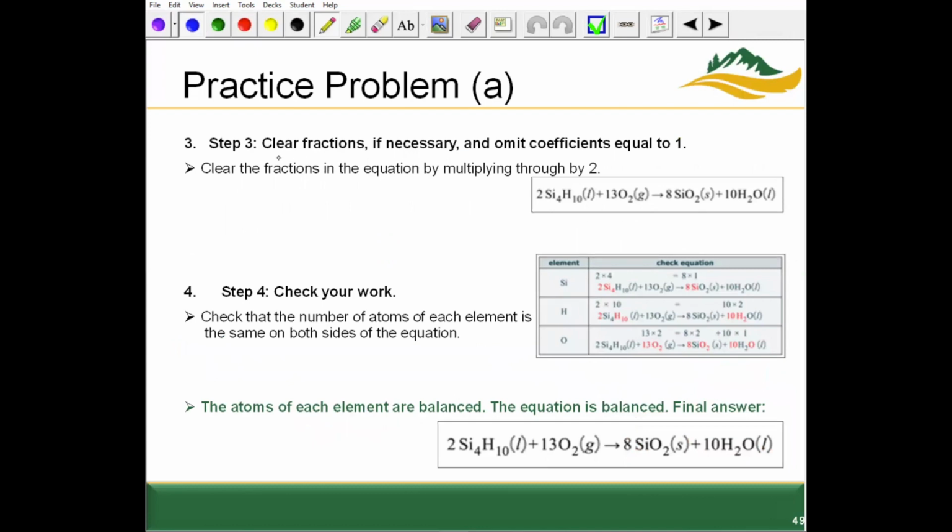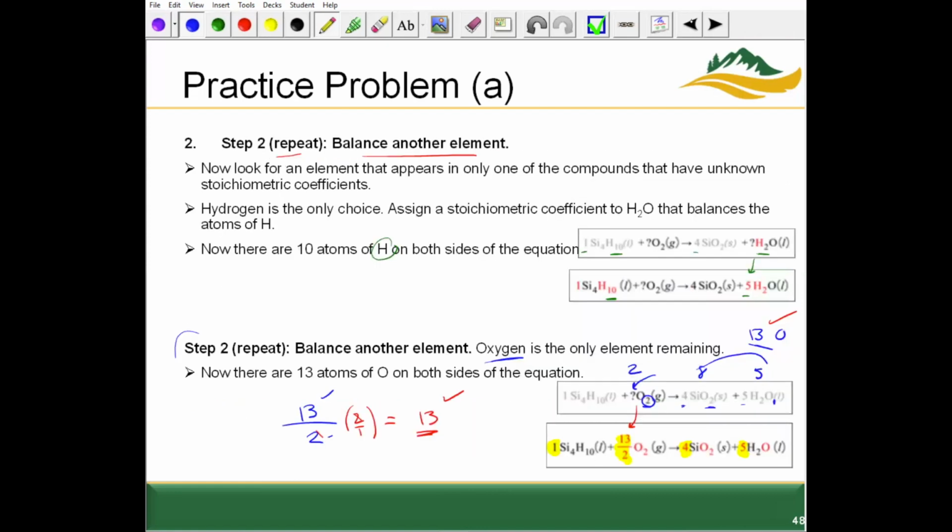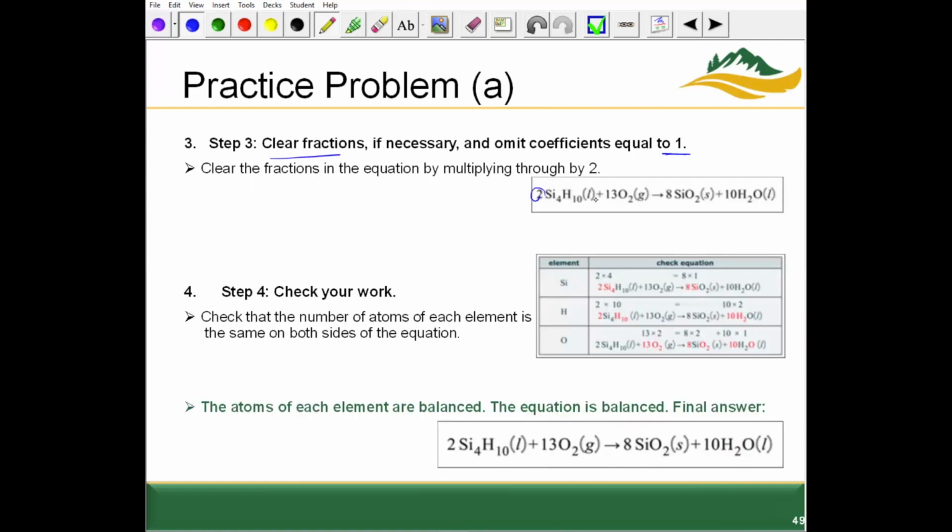Step 3, we're going to clear any fractions, and we're not going to include that number 1 out front. Our fraction of 13 over 2, how do we clear that? Well, we multiply everything by 2. It's really important that we know to multiply 2 all the way through, so for every molar coefficient. 13 over 2 times 2, that's just 13. 2 times 1 is going to make that 2. 4 times 2 is going to make that 8. 5 times 2 is going to make that 10. So here, 2, 13, 8, and 10.